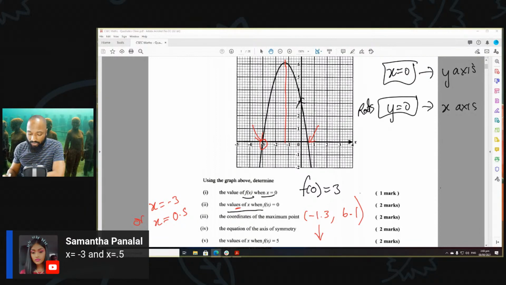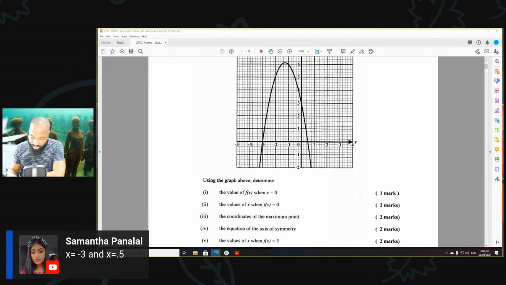Somebody asked to please go over. I'm not too sure what I need to go over here. Let me just take a little look. So far we identified this point. That's the first question. Then we identified these 2 points. That's the second question. Now we identify the coordinates of this point. We came to a consensus that this should be about 1.3, 6.1, something like that. That's good. So we are now on the equation of the axis of symmetry.